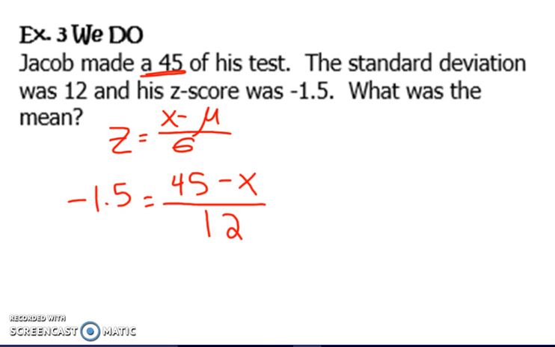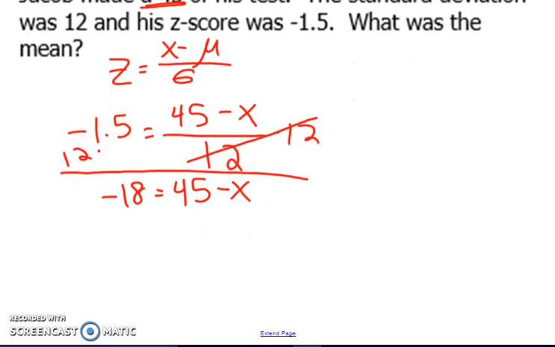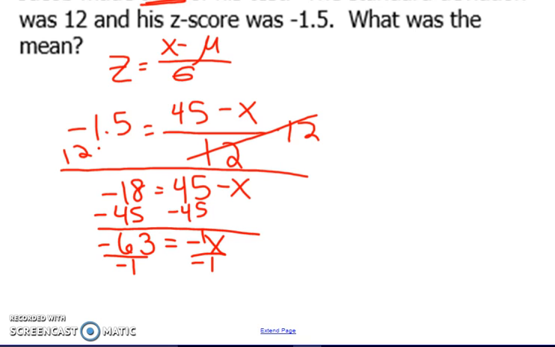Well, I can't solve the top in this case because we can't do 45 minus x, so I'm going to start and multiply both sides by 12. I end up with negative 18 equals 45 minus x. I need x by itself, so 45 is positive. I'm going to subtract it, and I get negative 63 equals negative x. Well, this is like saying I have a negative 1, so I'm going to divide both sides by negative 1. That means x is equal to 63, which in this case is my mu.